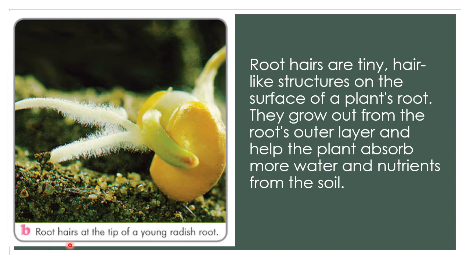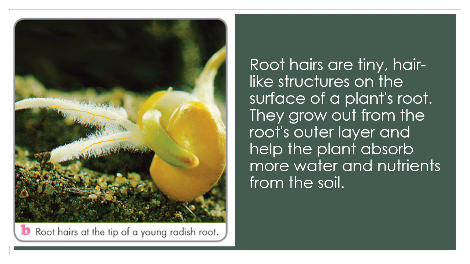Document B. Root hairs at the tip of a young radish root. Here we have this small plant. Here are the roots. And here are the root hairs. So, root hairs are tiny hair-like structures on the surface of a plant's root. They grow out from the root's outer layer and help the plant absorb more water and nutrients from the soil.